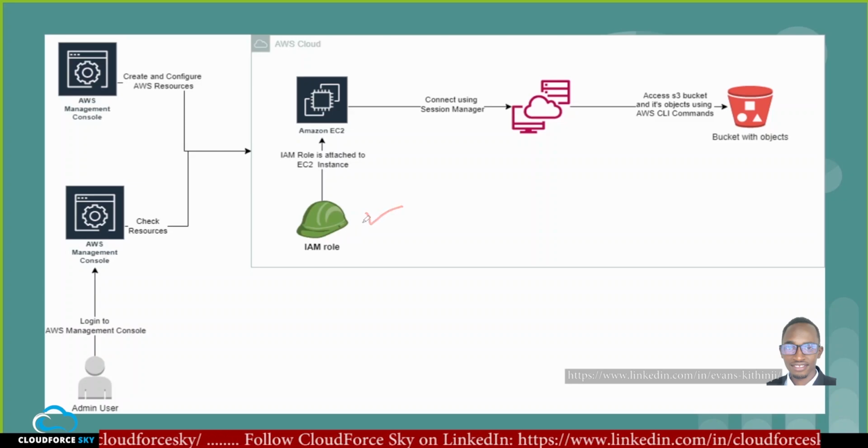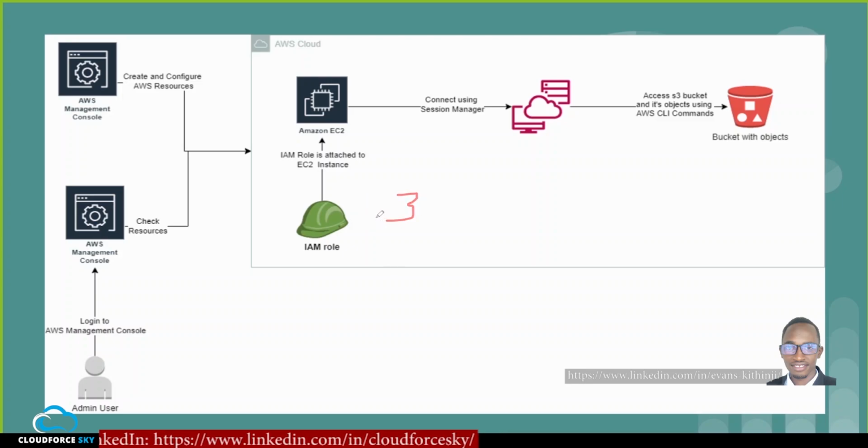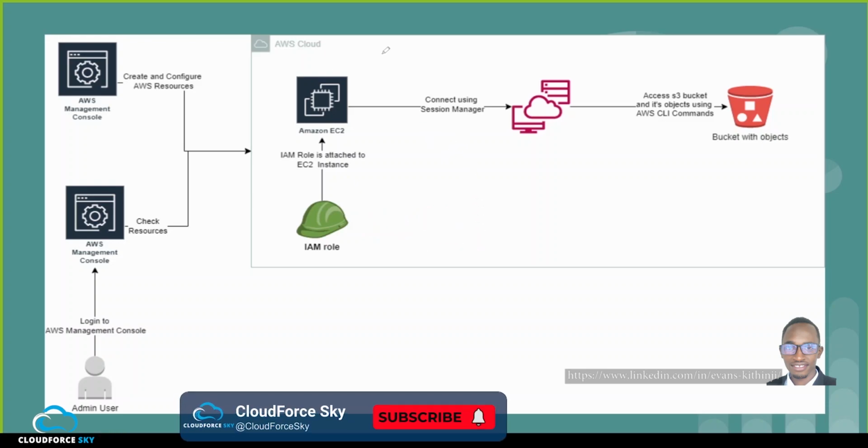On this IAM role, I'll attach permissions to access S3 buckets, and then I'll also attach some permissions for SSM. SSM is the session manager. We need the session manager so that we can connect to our EC2 instance. So we won't be SSHing to the instance. We will connect to it using session manager.